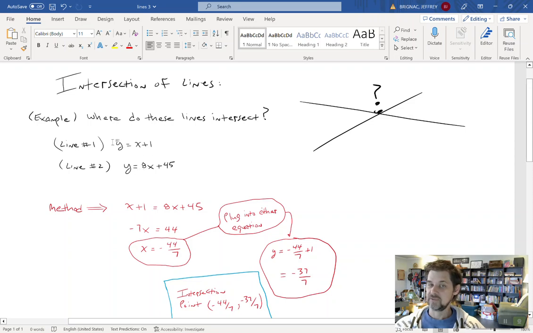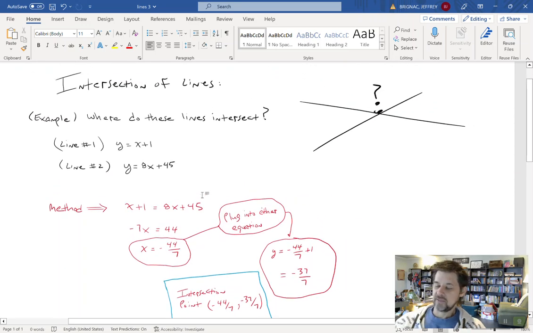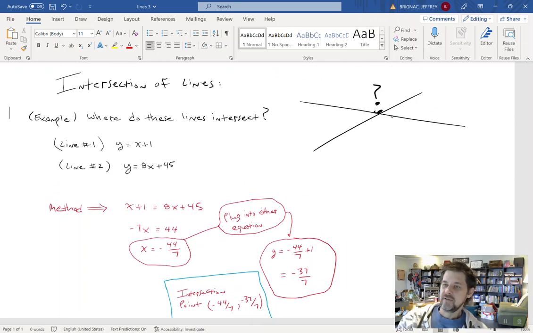You see how this one is y equals x plus 1? That's my first equation. And this one is y equals 8x plus 45. That's my second. I just set them equal to each other, and I solve. I'll move the 8x over there, I'll get -7x. I'll subtract the 1 over here, I'll get 44. Then if I divide by -7, I'll get -44 over 7.